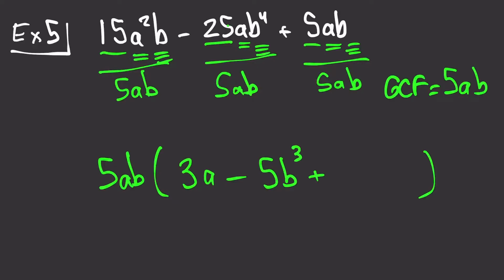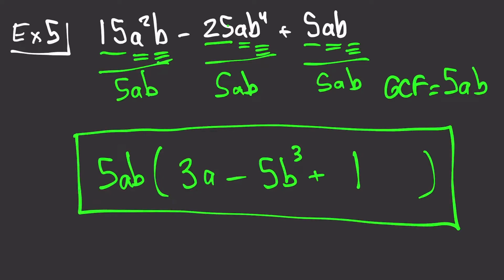5 divided by 5 is 1. A divided by a is 1. B divided by b is 1. 5ab divided by 5ab is a 1. And you must put that in the parentheses. Sometimes what happens is students have a tendency just to cancel and they forget to put it in there. But remember, at the end, you must be able to distribute to get the original answer. And if you don't put a 1 in there, you're only going to end up with 2 terms.